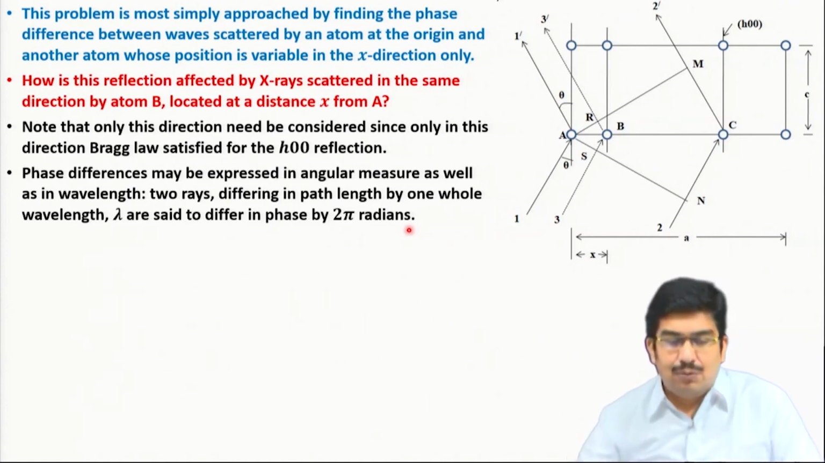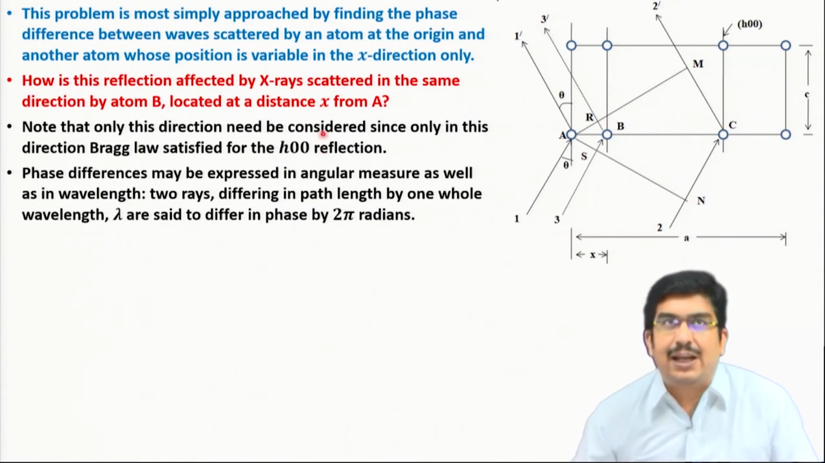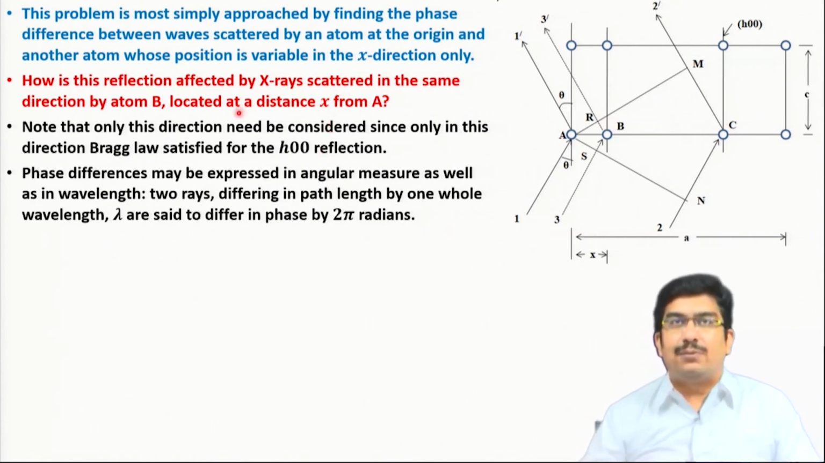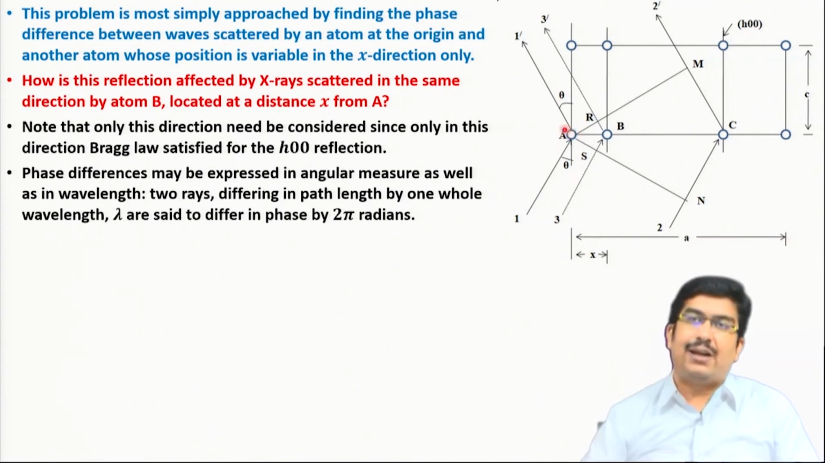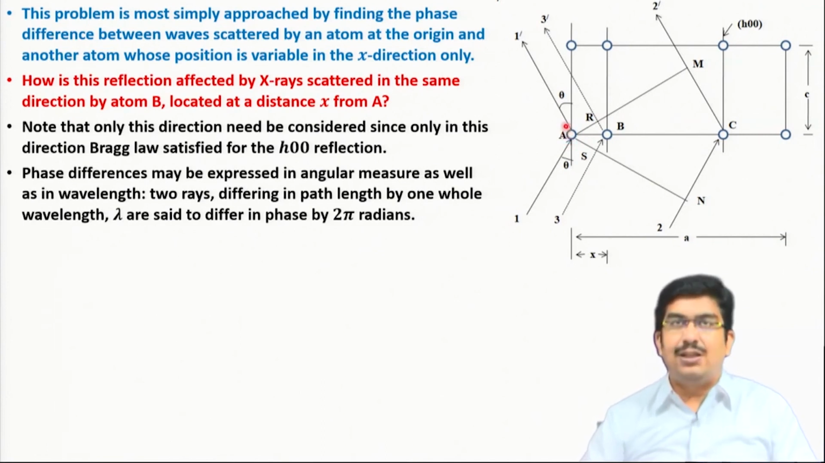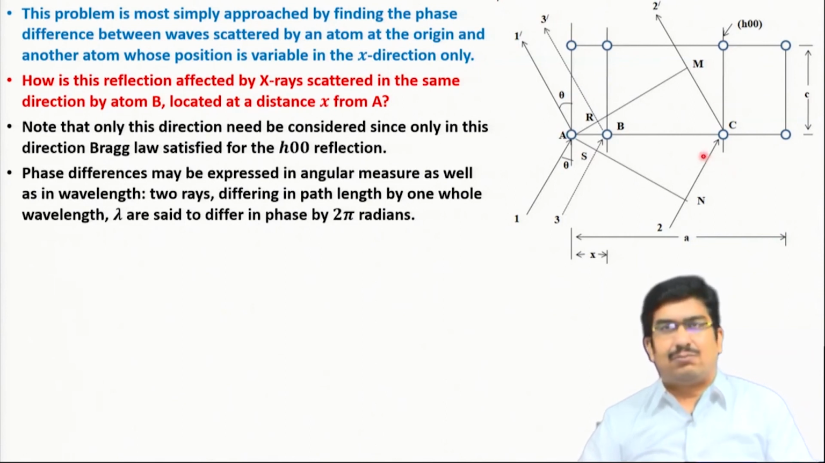So, that is what we need to do. Okay. Now, the point is how we can approach this problem. The best way of approaching the problem is by finding the phase difference between waves scattered by certain atoms. In this schematic, imagine I have an atom at position A, which is the origin, and through this origin there is an atomic plane, and like that I have continuous planes, one set of planes here, one set here. We can express these as some arbitrary H00 type of plane.